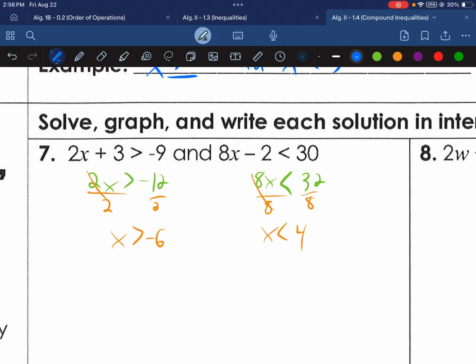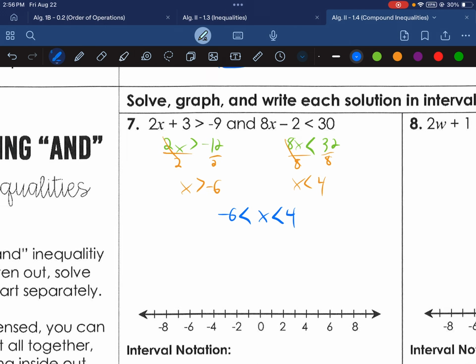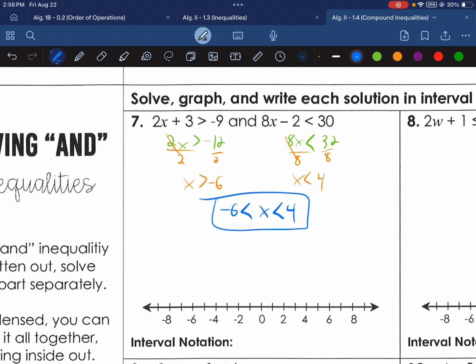Now I will rewrite this as my condensed version. So I write the lower number between -6 and 4, that's -6. I put this symbol but flip it. It's always going to be less than or equal to. It's not or equal to here, so it's not or equal to here. Then I put x, then I put this part, less than 4. If it was or equal to, we'd put or equal to. So smaller number, x, bigger number, with either less than or equal to symbols between them. And that would be our answer.